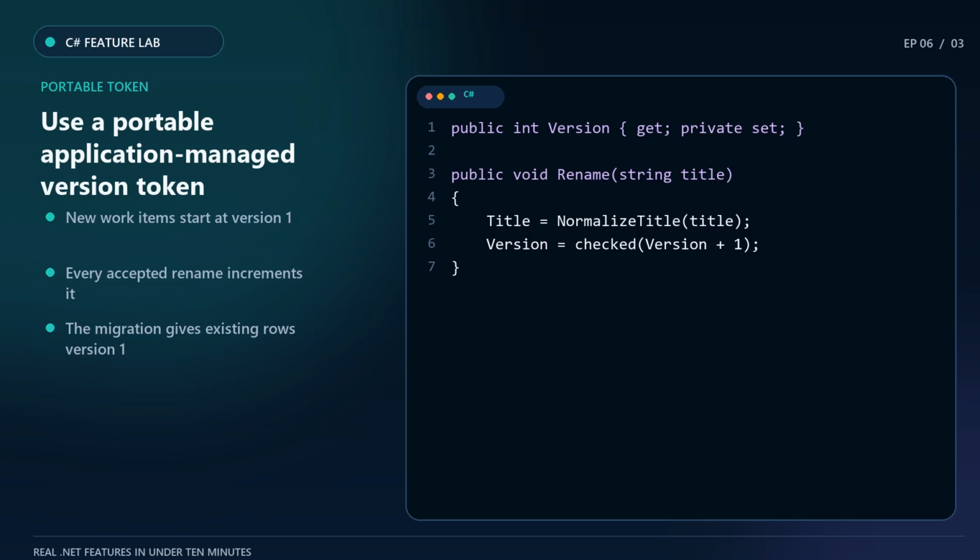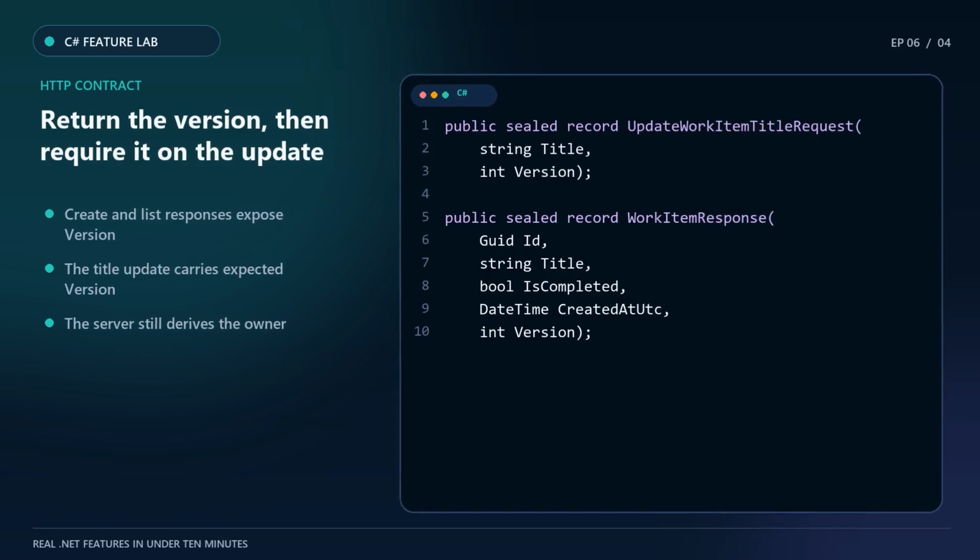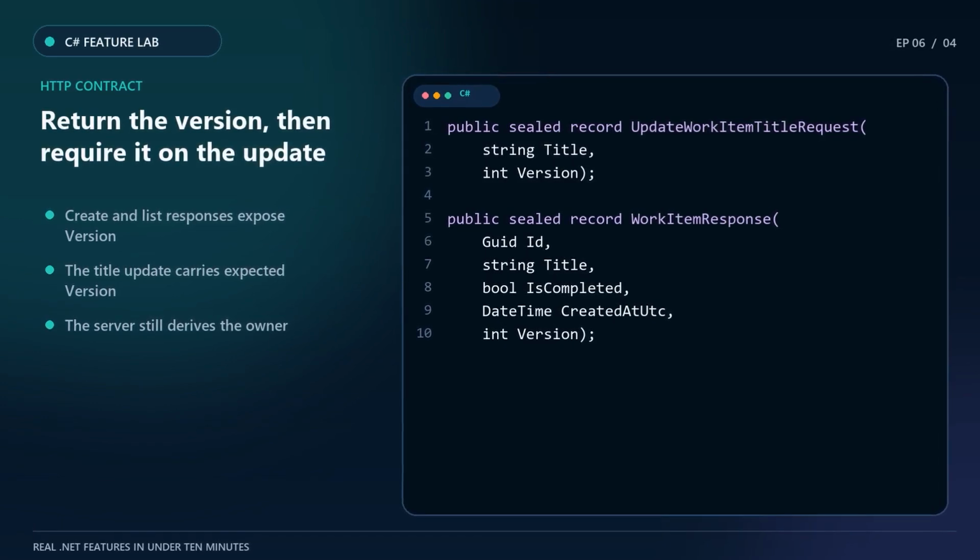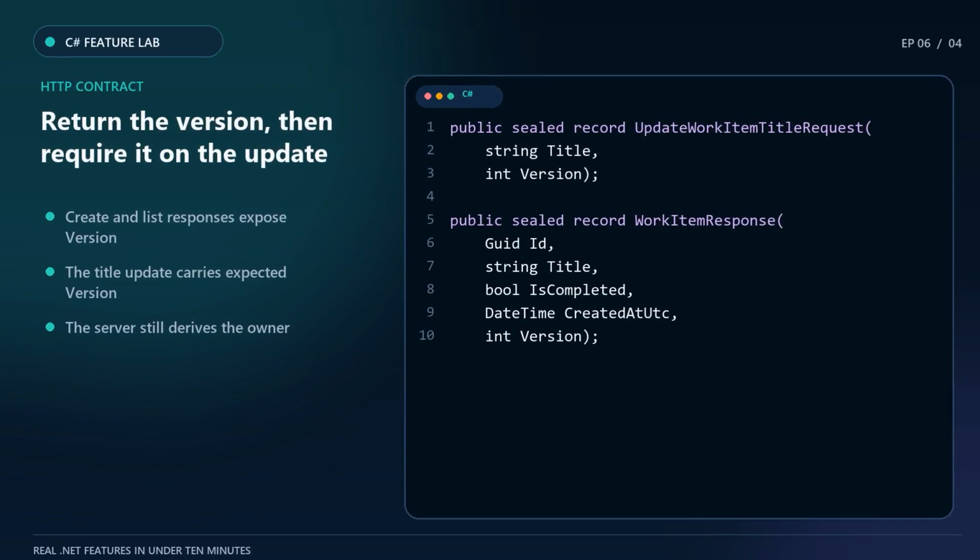This application-managed token works with the project's SQLite setup and keeps the mechanism visible to beginners. On SQL Server, a database-generated row version is another strong option, but provider-specific behavior deserves provider-specific tests. A concurrency token only helps when it crosses the disconnected HTTP boundary.